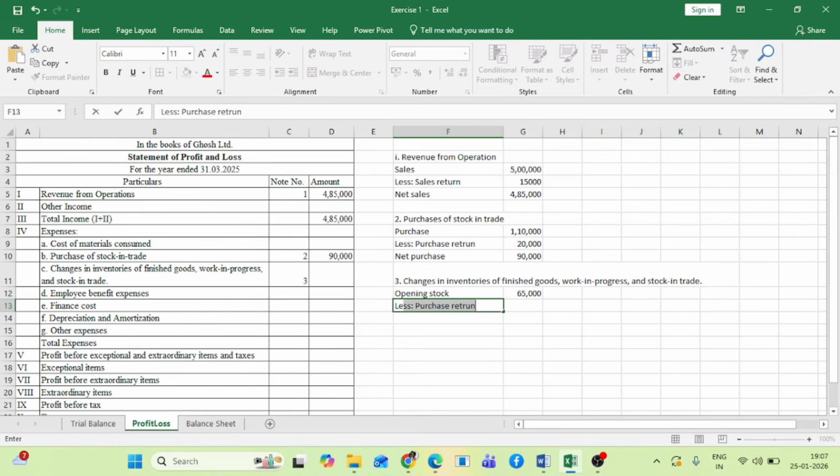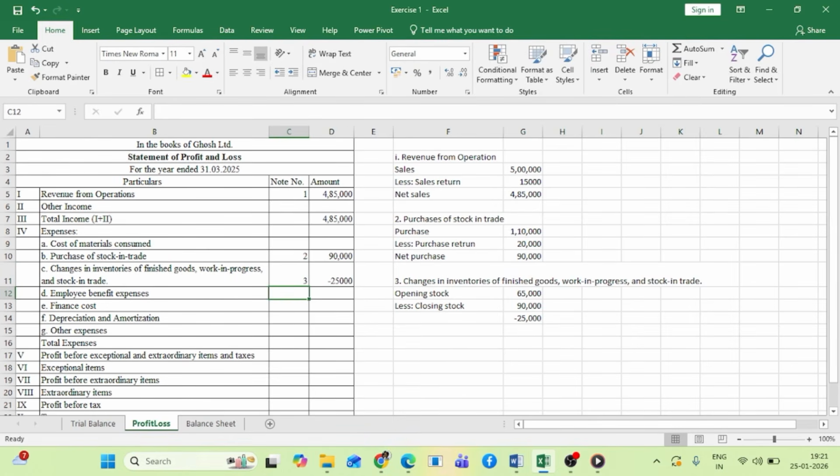Then you can subtract to find out the net difference, the closing stock. The closing stock is 90,000. The difference between opening and closing stock is nothing but, within bracket, you need to write down 25,000. Okay, so it is coming negative as I'm doing in here. So in copy you will write, within bracket 25,000. Next is your employee benefit expenses. So this is your note number 4.